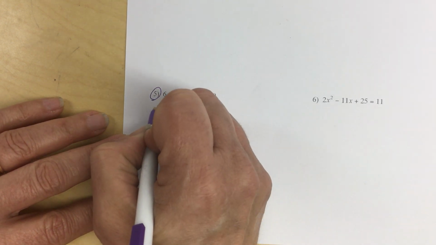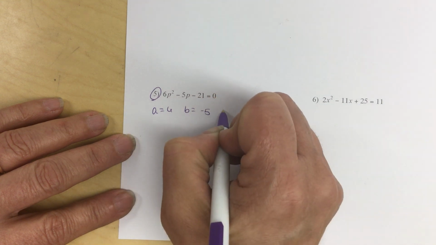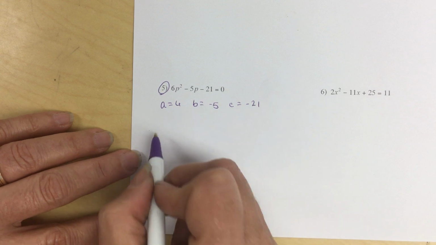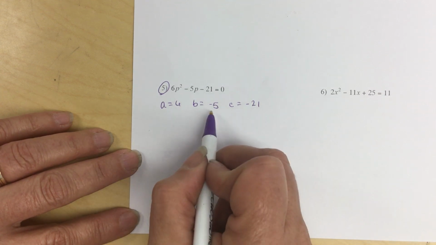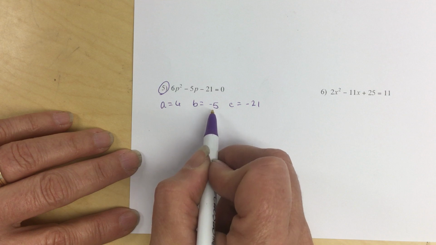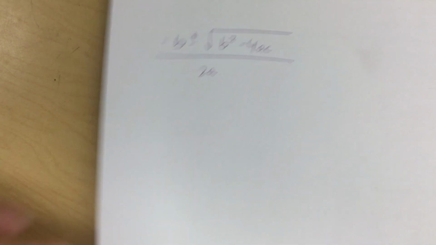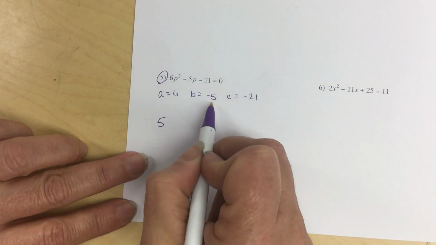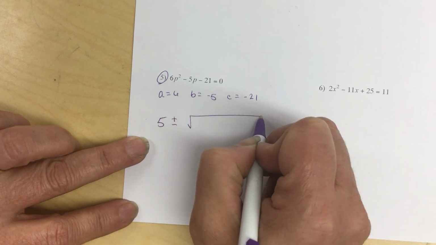Okay, so here a is equal to 6. B is equal to negative 5, and C is equal to negative 21. So when you start the process, you start with negative B. B is already negative 5. So negative B in the formula, it's like the opposite of B. So we start with a positive 5. The opposite of negative 5 is positive 5. Plus and minus, the square root.